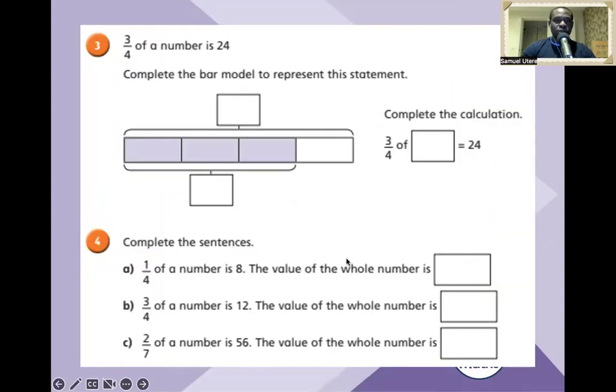Pause the video and answer questions 3 and 4 in 3 minutes.